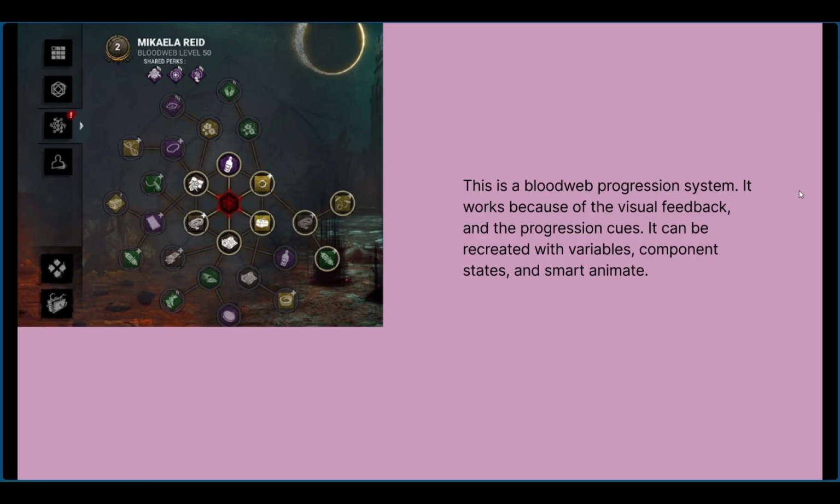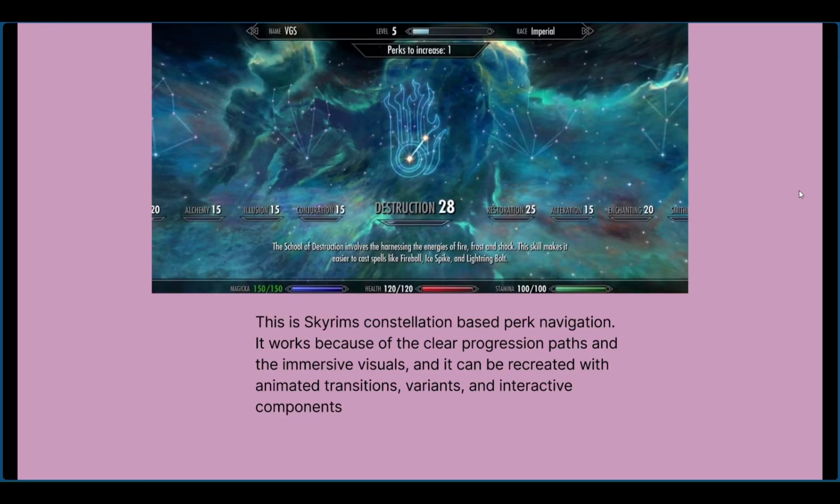To recreate these interactions, I would use variables, component states, and Smart Animate to show different progression paths and unlock states. And my last example is Skyrim's constellation-based perk system.